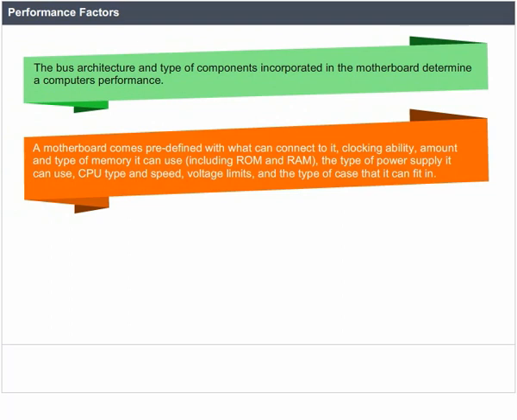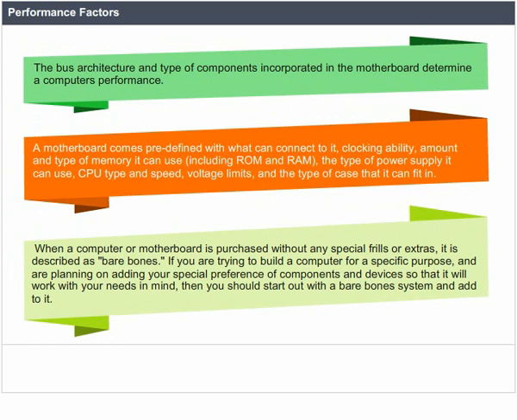When a computer or motherboard is purchased without any special frills or extras, it is described as bare bones. If you're trying to build a computer for a specific purpose and are planning on adding your special preference of components and devices so that it'll work with your needs in mind, then you should start out with a bare bones system and add to it.